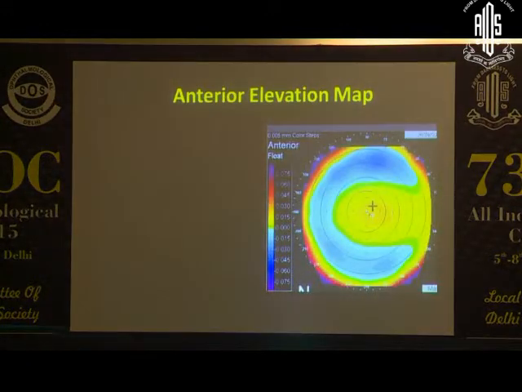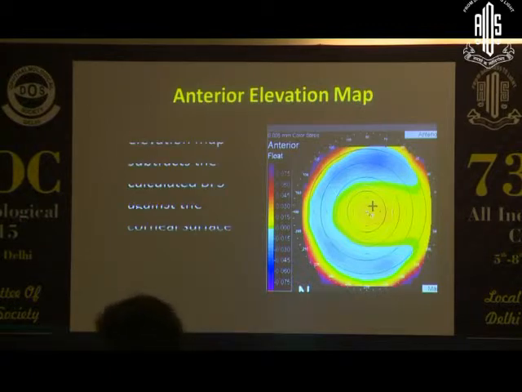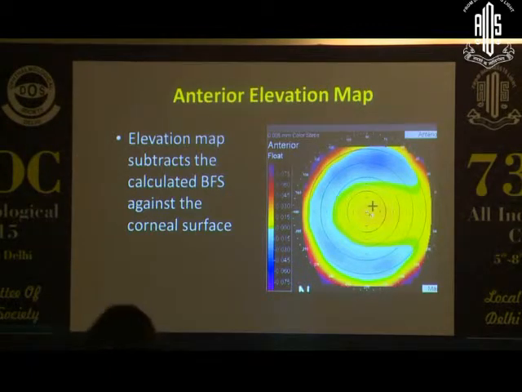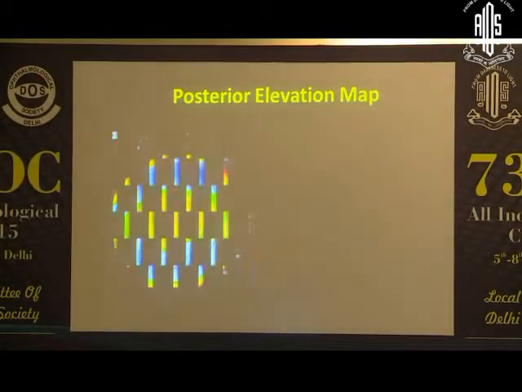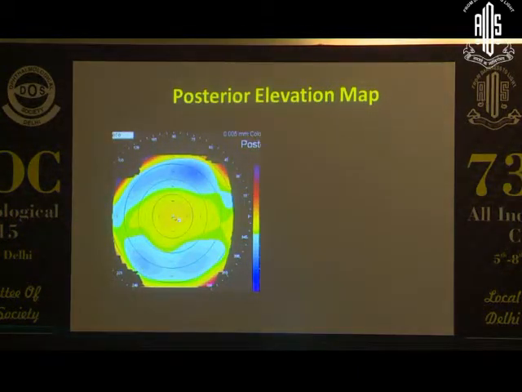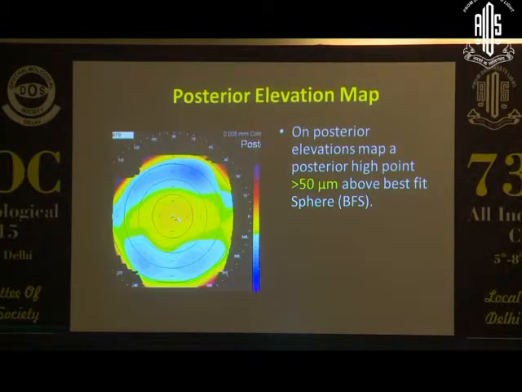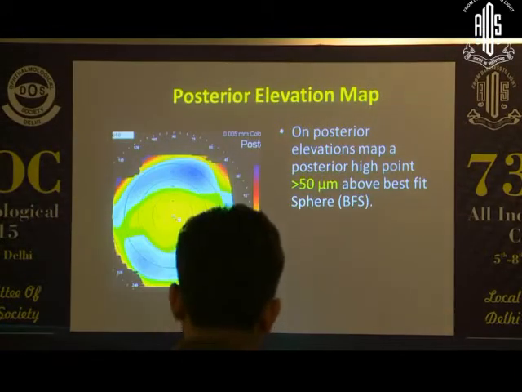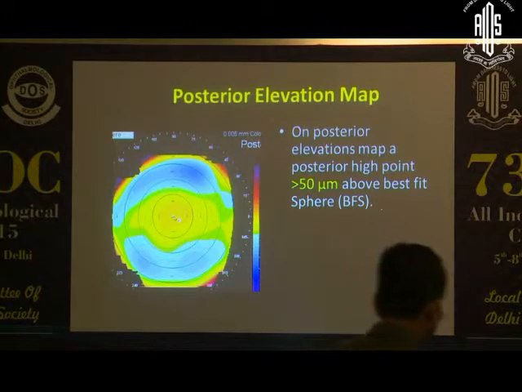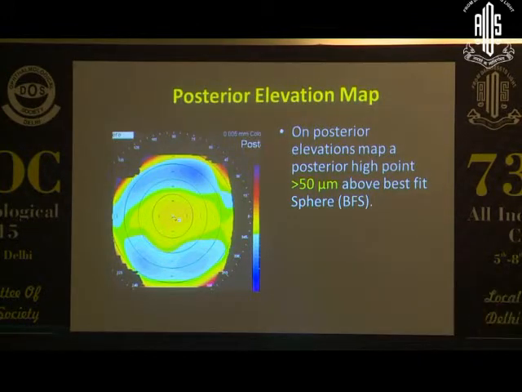So we go one by one, separately, for the anterior elevation maps. The anterior elevation map subtracts the calculated BFS from the corneal surface, and the difference is expressed in microns. Similarly, the posterior elevation map is the back surface of the cornea. Here also we have to see the elevation maps, where a posterior high point of more than 50 microns above the best fit sphere is significant.